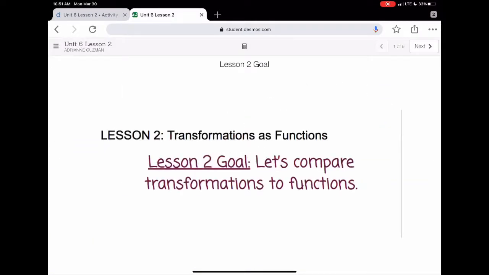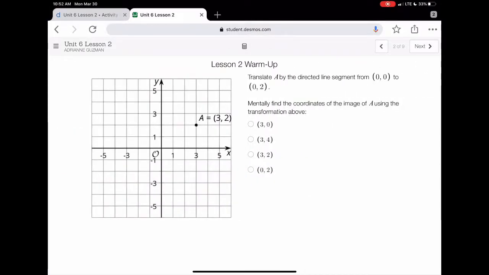All right, so for today, our lesson 2 goal, the lesson 2 is actually called transformations as functions. Just a reminder from the last lesson, the transformations that we're talking about are translate, reflect, and rotate. Remember that translate means to just slide. The goal for today is let's compare transformations to functions. We'll see what that means in a second. As we go through this lesson, I'll ask you to pause and then go back to your Desmos, finish that part, and then come back to this video.